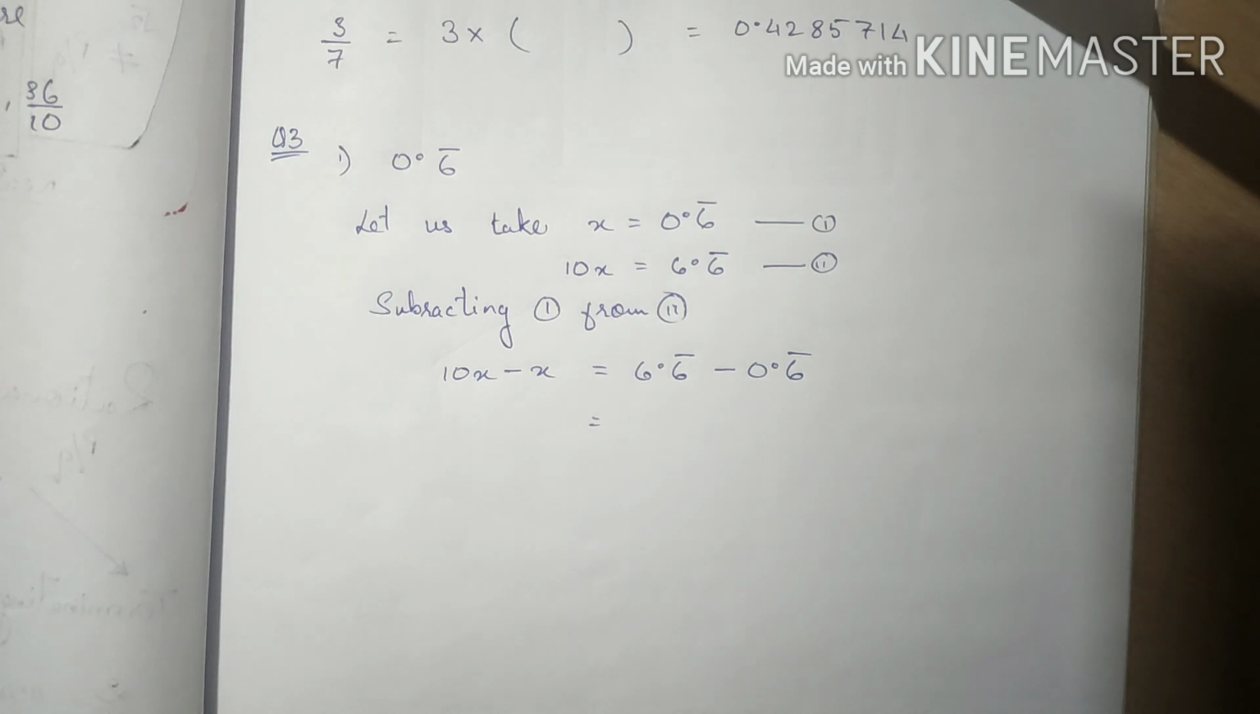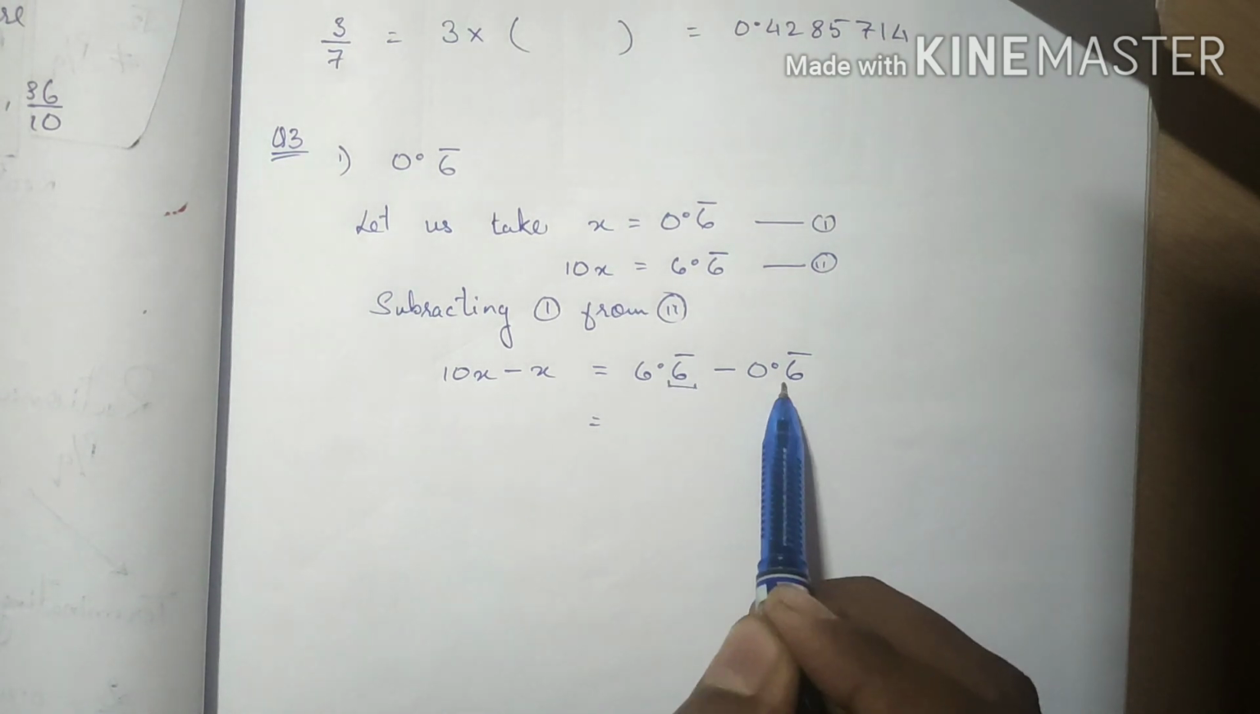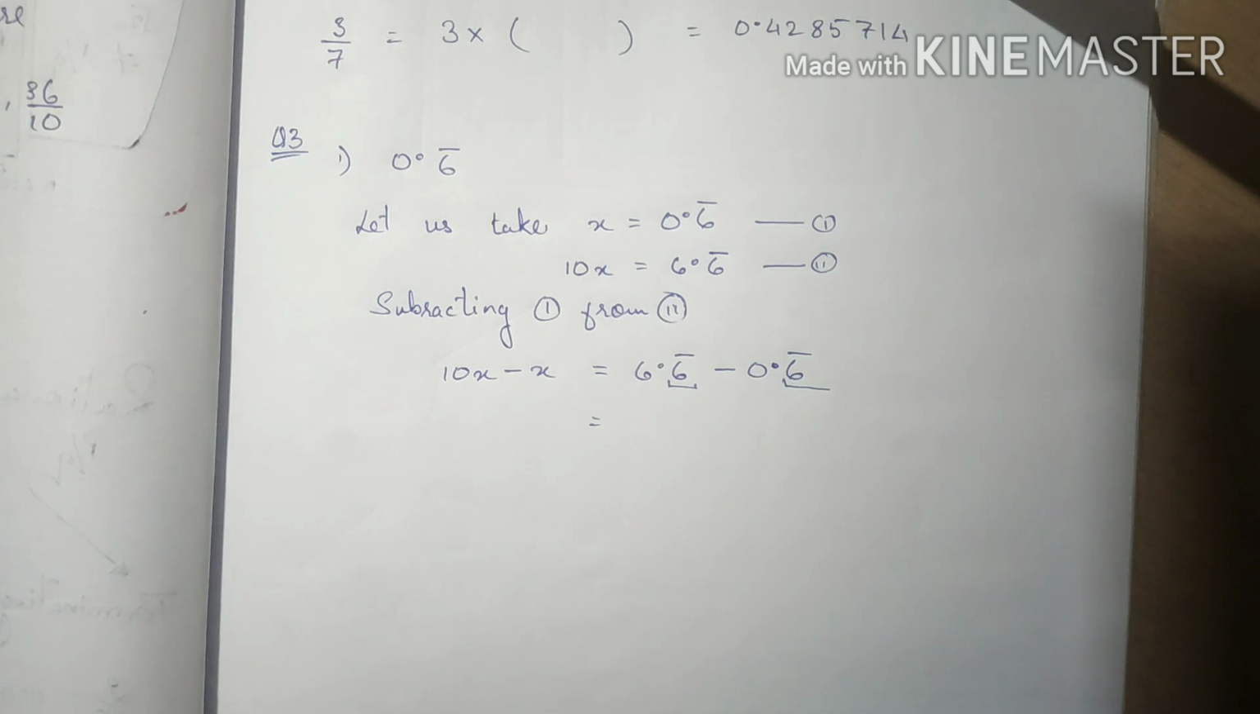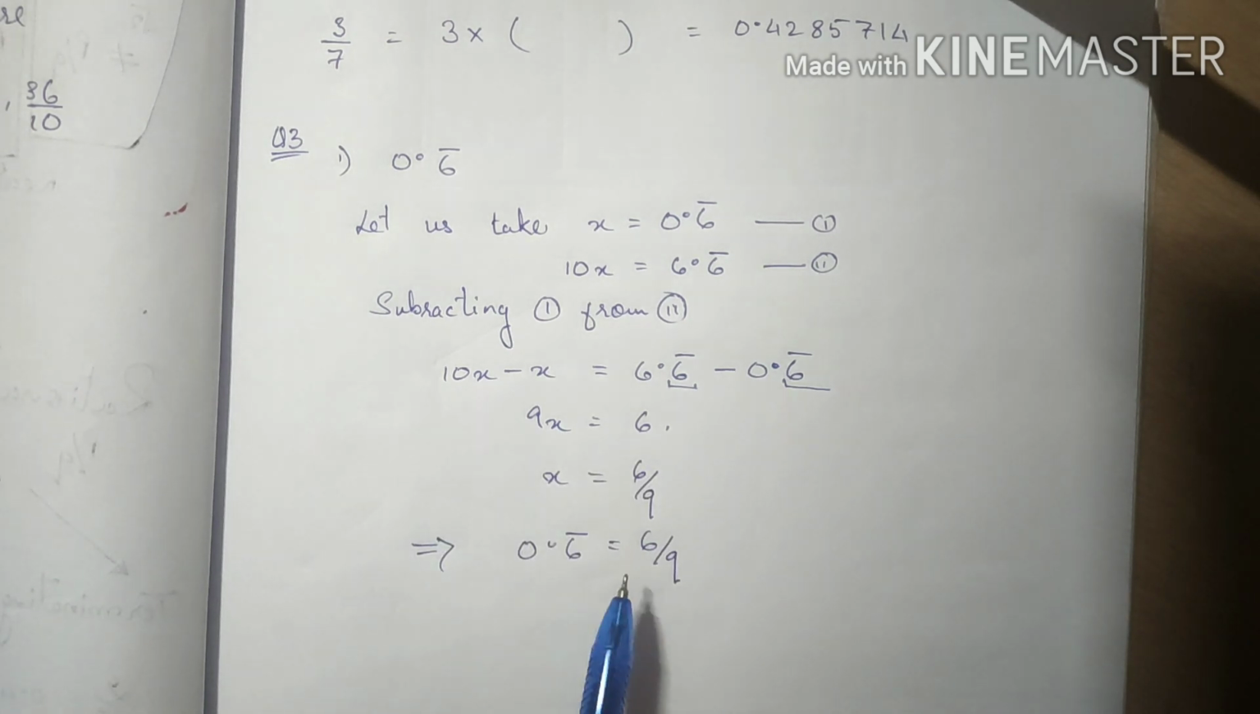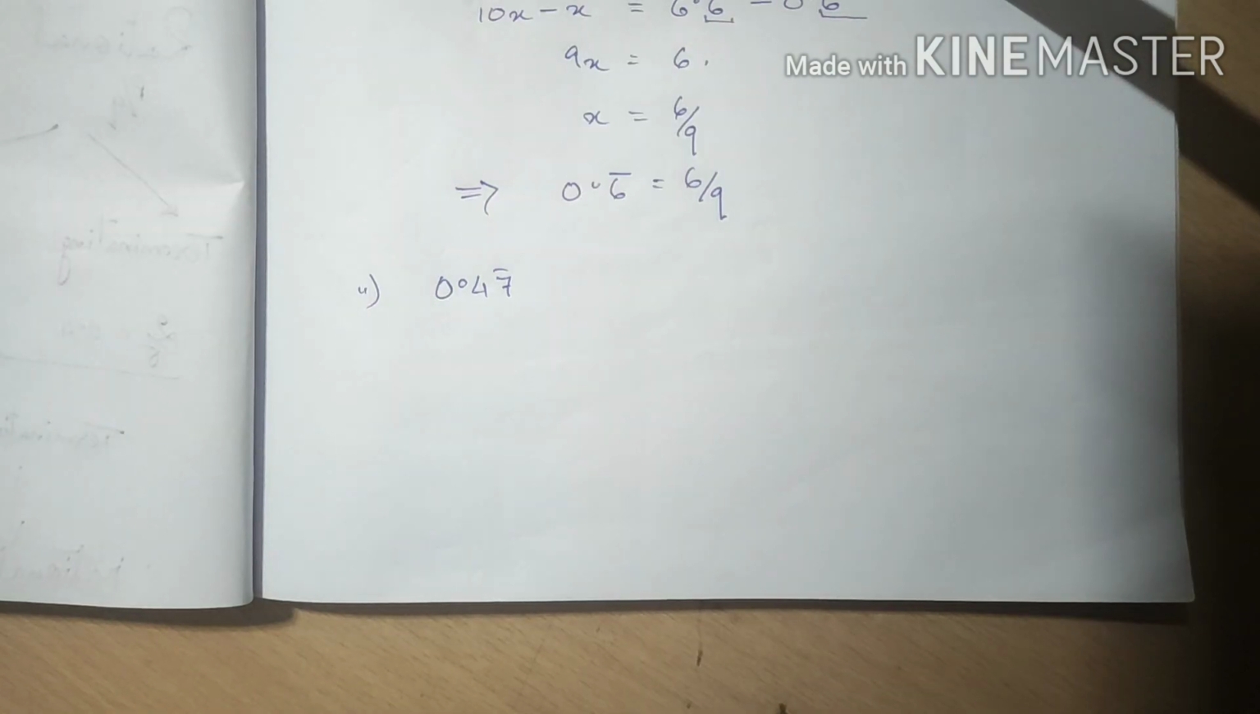See, our main aim is to eliminate this part. The portion behind the decimal is the problematic one. So we will anyhow eliminate this part, and always remember this one. So 6 by 9 is the p by q form of 0.6 bar. Let's do another part and you'll get this clear.